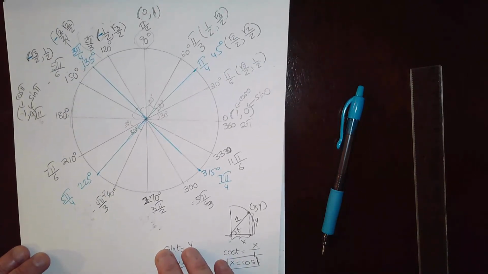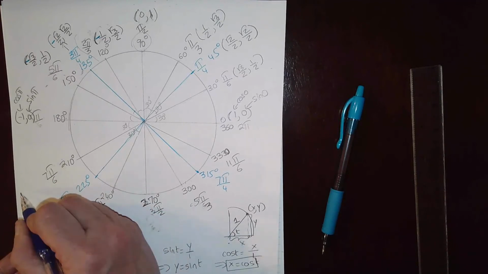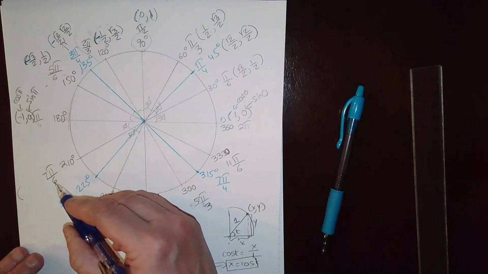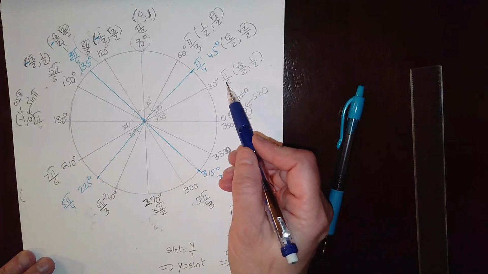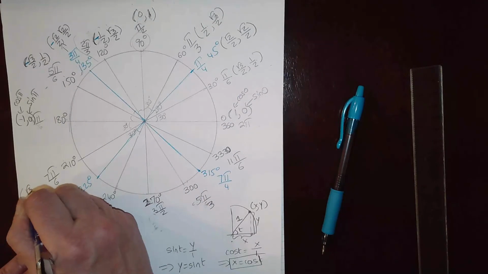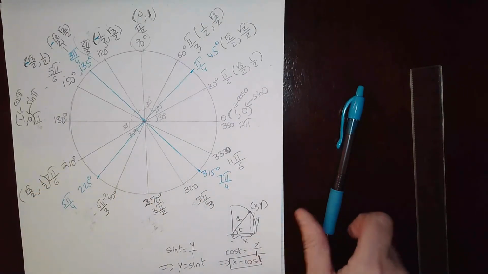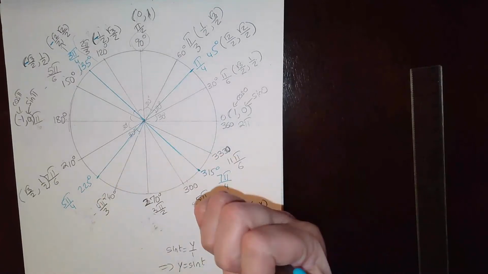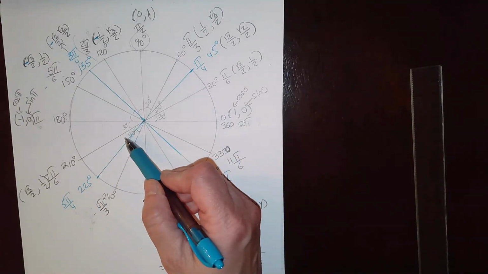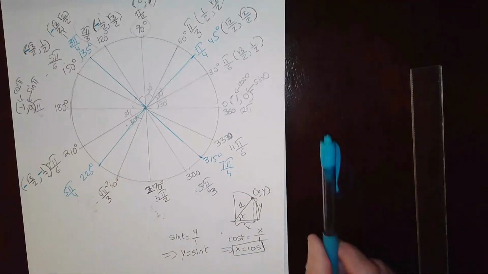Now let's take a look at this one right here, 7 pi over 6. The reference angle is pi over 6, so that's root 3 over 2, 1/2. Now remember, this one is in the third quadrant. In the third quadrant, both x and y are negative. So that means these two are negative. Both the cosine and the sine are negative here.